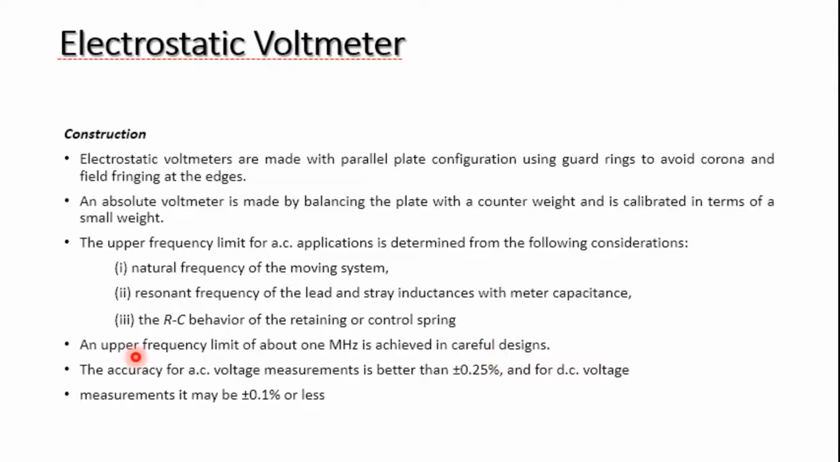Generally, the accuracy of the AC voltage measurement is better than plus or minus 0.25 percent, and for DC, it may be plus or minus 0.1 percent or less. So this is nothing but the construction of an electrostatic voltmeter.